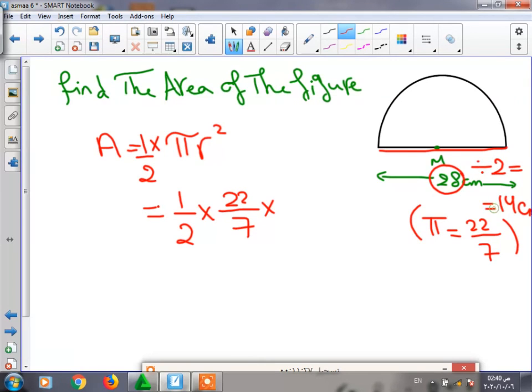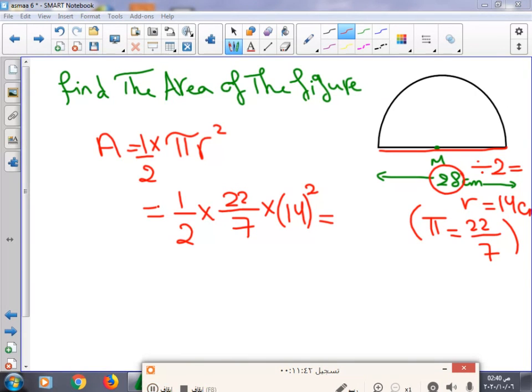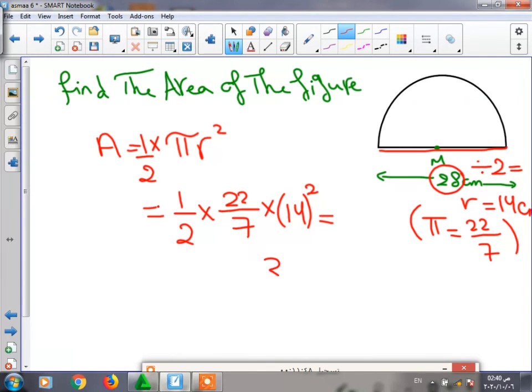This is the length of the radius. So we put here the radius equals 14 all to the power 2. And the value of this example will be 308 squared centimeters. Thank you for listening.